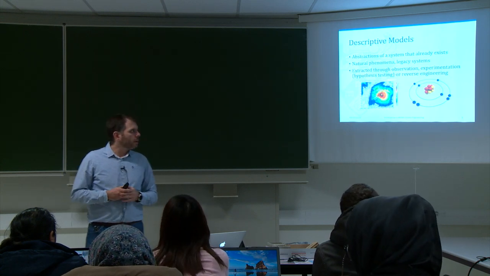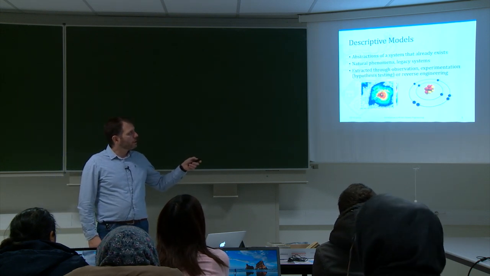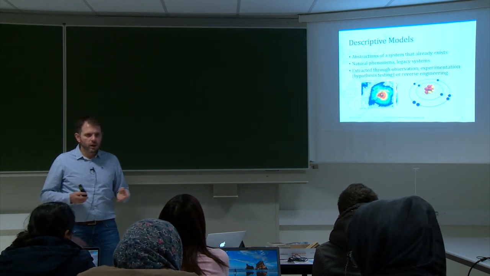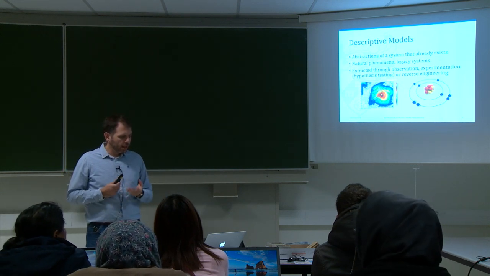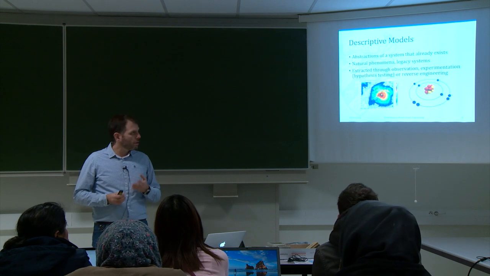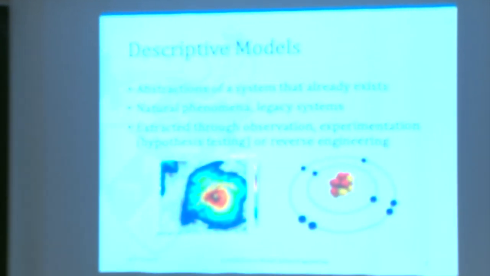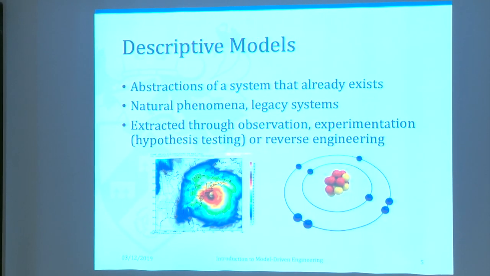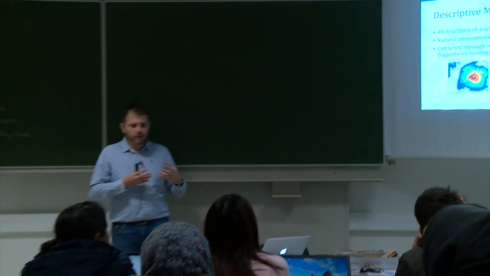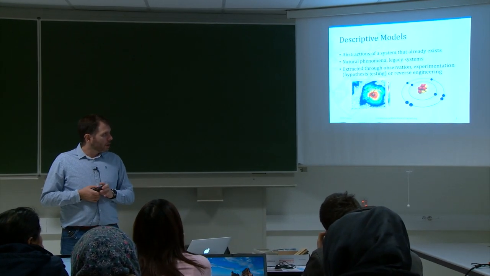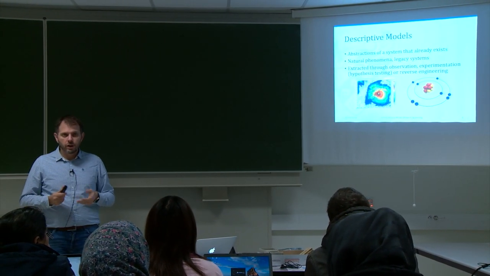We distinguish between two types of models, descriptive models and prescriptive models. Descriptive models are abstractions of a system that already exists. This can be a natural system, or it can be, for example, a legacy software system. The way we extract descriptive models is through observation, by running experiments and trying to generalize behavior from what we see, or through reverse engineering, where we use some sort of machinery to inspect the thing in close detail and extract a representation.